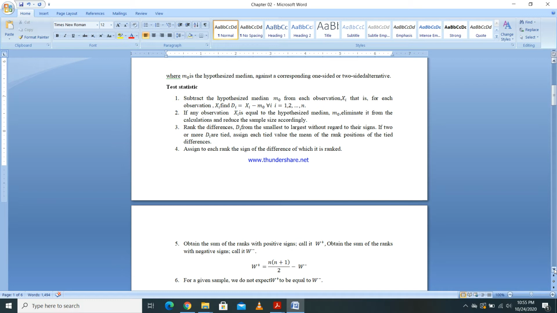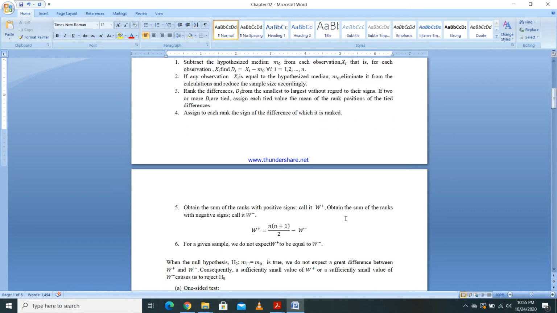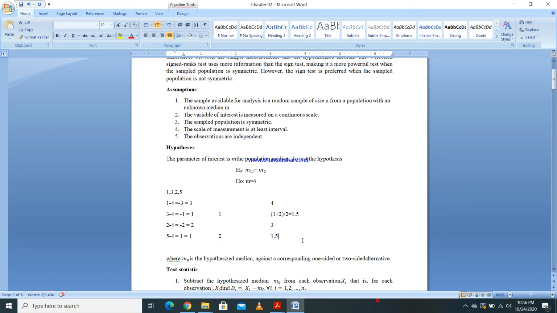Then you have to obtain the summation of the ranks of the positive differences and the summation of the ranks of the negative differences. All right, that's what you have to do. Now, when you take the summation of the ranks of the positive differences, you denote that as W plus. I'll elaborate that using the same example.